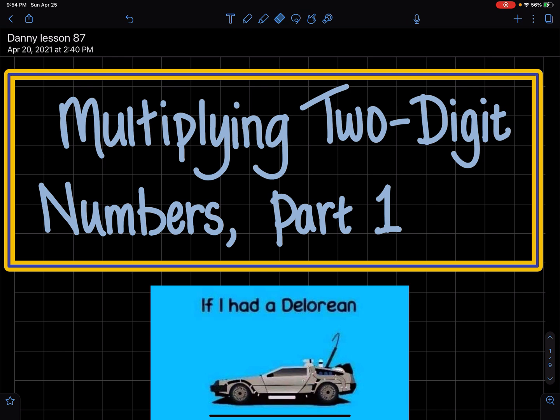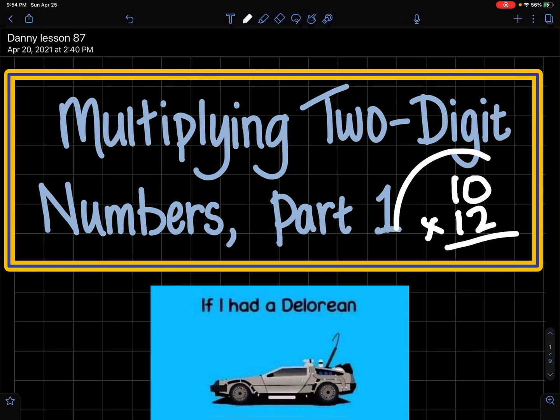Here we go. We are going to multiply two-digit numbers, part one. That means we're going to multiply a two-digit number like 10 by another two-digit number like 12. And we're going to learn how to multiply those things together when there's two-digit numbers. Okay, so that is super cool.